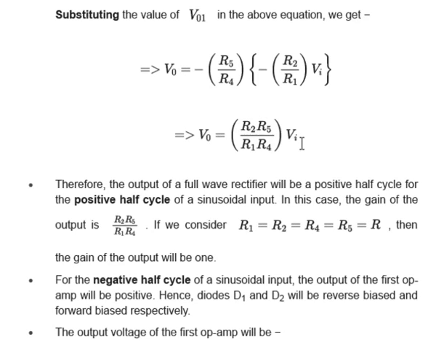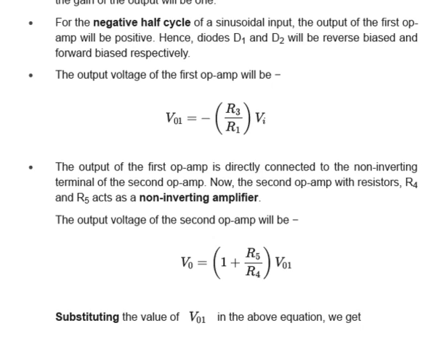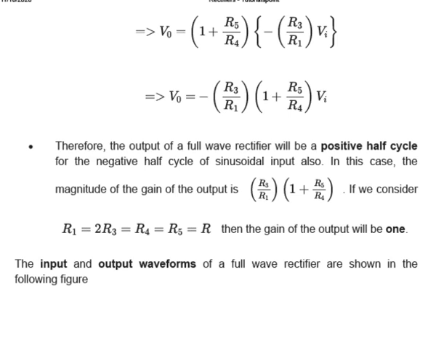Now putting all the resistances equal to R will give us V01 equals minus R3 by R1 Vi. So the output of the first op-amp is directly connected to the non-inverting terminal of the second op-amp. Now the second op-amp with resistors R4 and R5 acts as a non-inverting amplifier. So the output will be V0 equals 1 plus R5 by R4 into V01. So your V0 will be equal to minus R3 by R1 whole into 1 plus R5 by R4 into Vi. So the input and output waveforms of the op-amp are shown below.